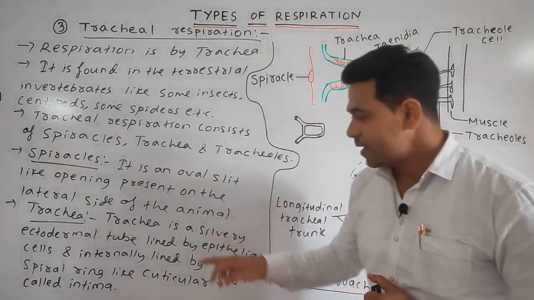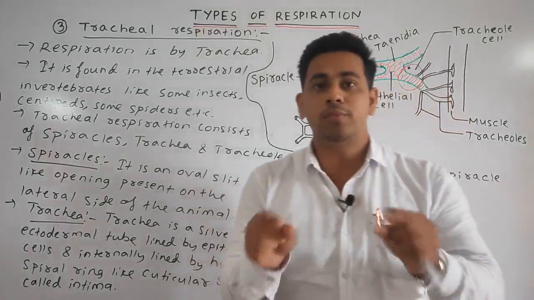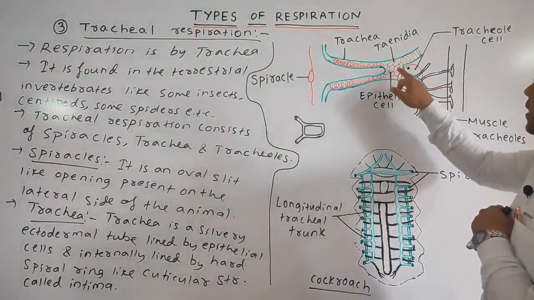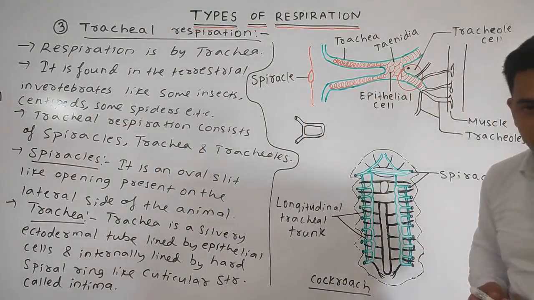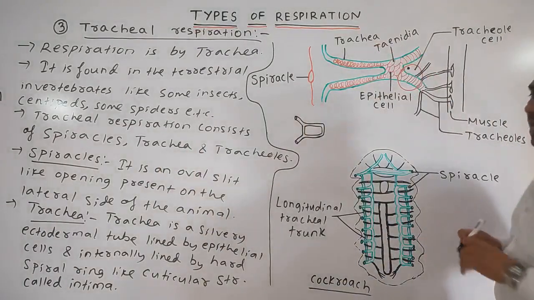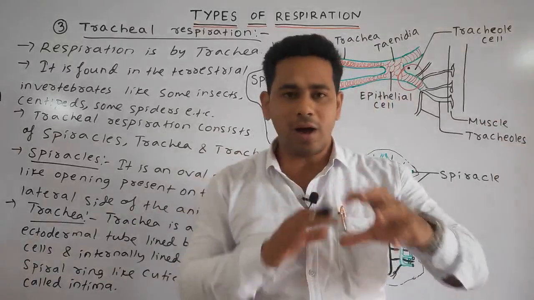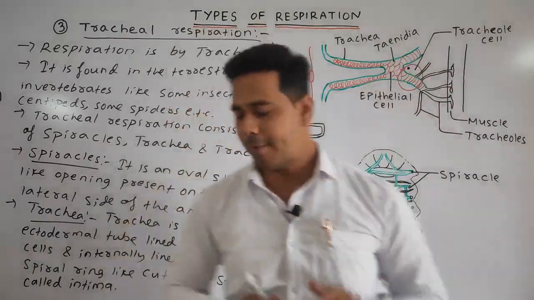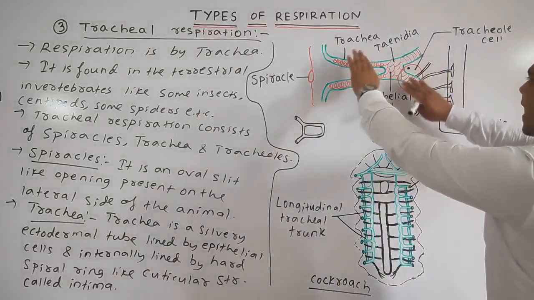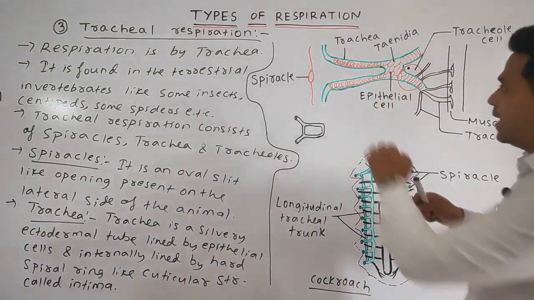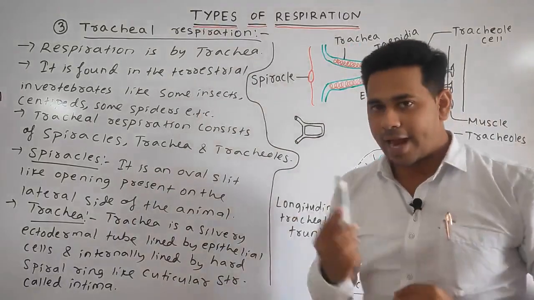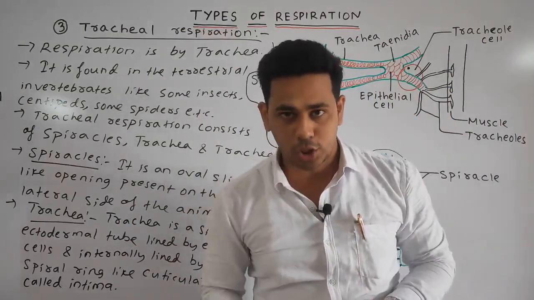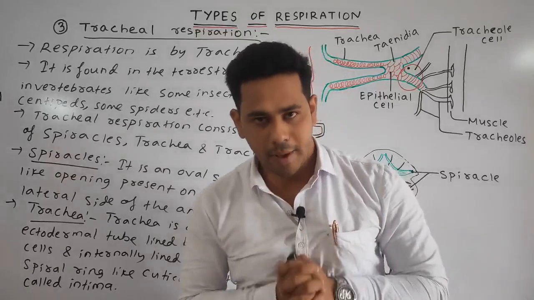Whereas trachea is a silvery ectodermal tube. It is a tube-like structure which is lined by the epithelial cell. So students, what is ctenidia? These are the arrangement of the cells; how the cells are arranged, that form is known as ctenidia. So the trachea is lined by the epithelial cells, and internally it is lined by hard spiral ring-like cuticular structure that is called intima.